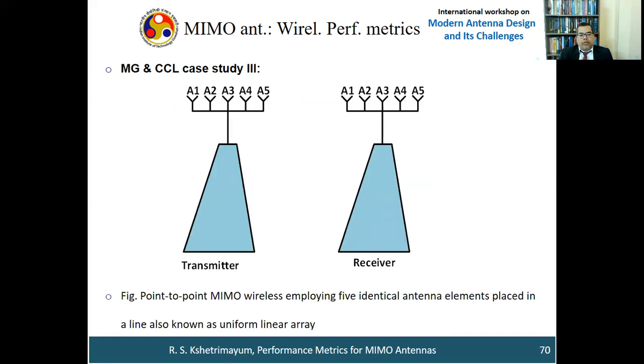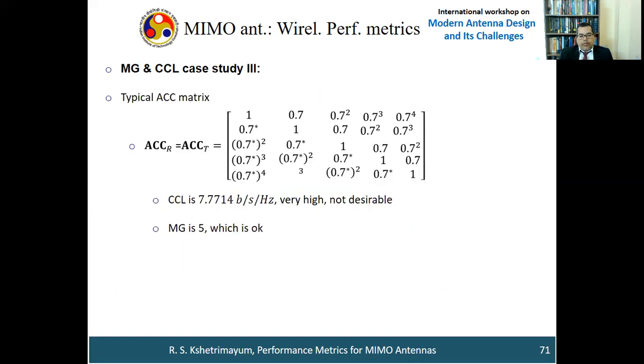Let's consider a 5x5 MIMO system, where we are employing a linear antenna array at the transmitter as well as at the receiver with 5 elements. The antenna correlation coefficient is also called the exponentially correlated MIMO channel model. And when we calculate the channel capacity loss, it's quite high, 7.714 bits per second per hertz. So we need to minimize the channel envelope correlation coefficient to minimize the channel capacity loss. Multiplexing gain is 5, and it's okay for a 5x5 MIMO system.